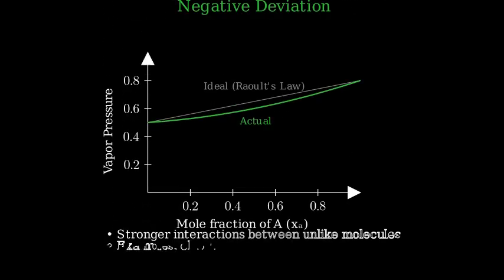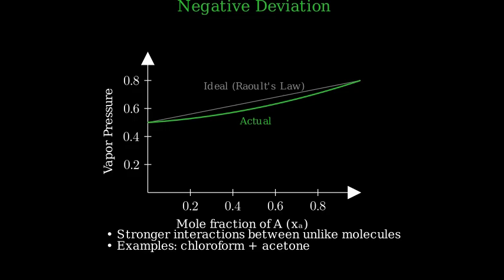Negative deviation occurs when the total vapor pressure is less than what Raoult's law predicts. This happens when the interactions between the different components are stronger than the interactions between molecules of the same component. Examples include mixtures of chloroform and acetone, water and nitric acid.